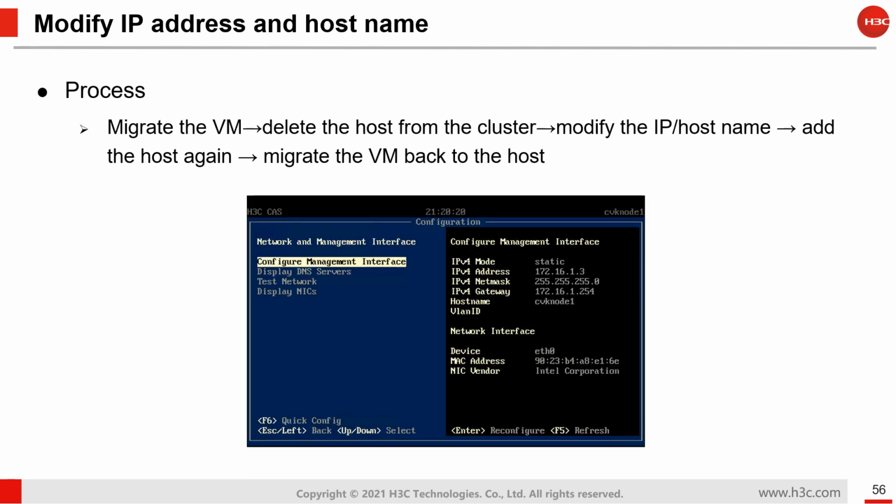Modify IP address and host name. Here is the modify IP address and host name process. 1. Migrate the VM. 2. Delete the host from the cluster. 3. Modify the IP or host name. 4. Add the host again. 5. Migrate the VM back to the host.